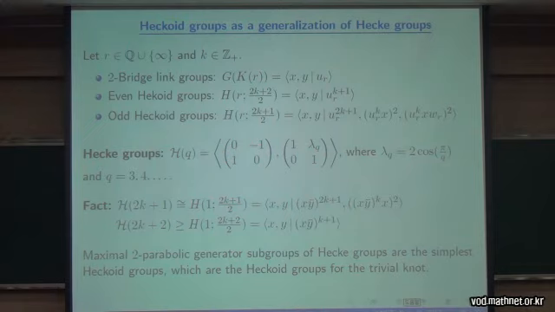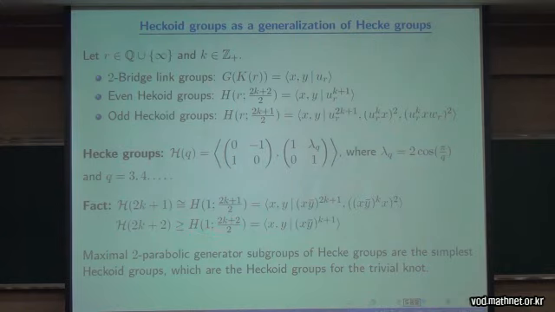which is isomorphic to the Heckoid group with the rational number r equals 1 over this. And also if q is even, unfortunately the Hecke group is not a two-parabolic generator Kleinian group, but instead it contains two-parabolic generator subgroups as maximal subgroups. And such a maximal subgroup is actually this even Heckoid group.